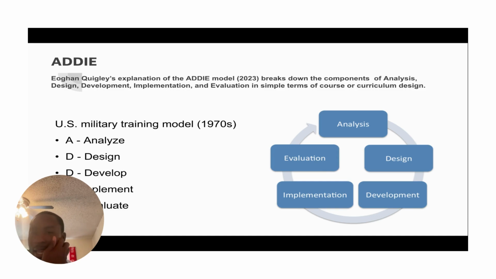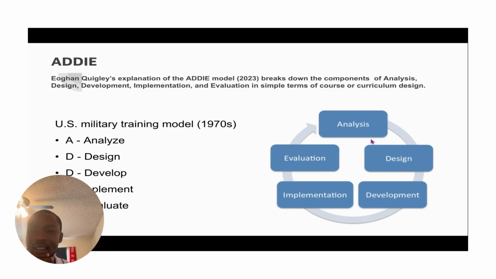Now let's look at the ADDIE. That is analyze, design, develop, implement, and evaluate, which was a model that came from the US military in the 1970s. And we see it as an explanation of the ADDIE model in 2023, which breaks down the components of analysis, design, development, implementation, evaluation into simple terms of course or curriculum design. And we can see it in the form of a cycle also.